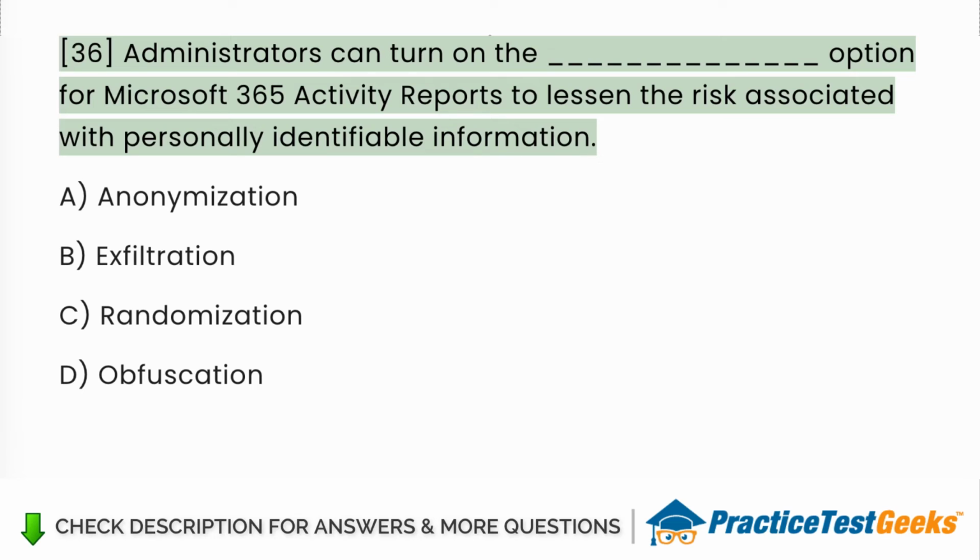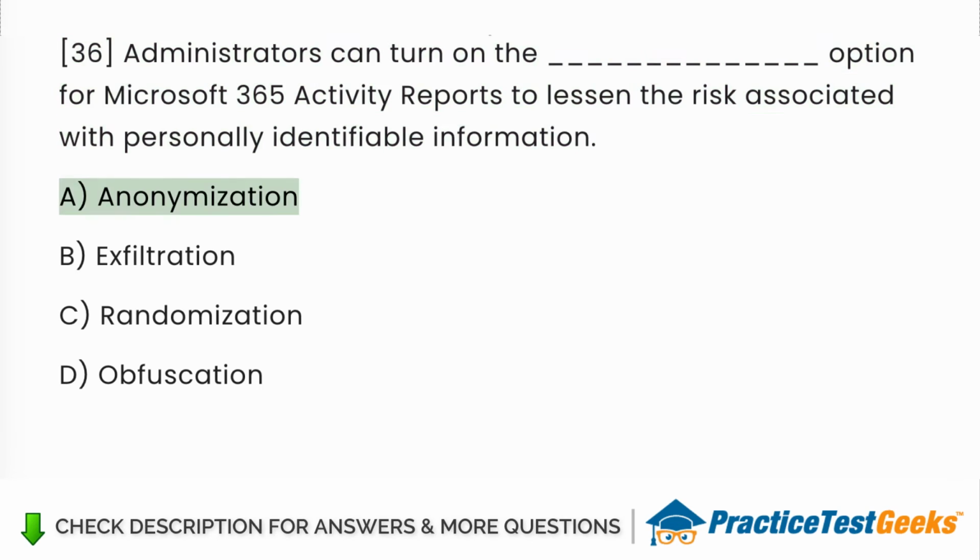Administrators can turn on the option for Microsoft 365 activity reports to lessen the risk associated with personally identifiable information. A. Anonymization. B. Exfiltration. C. Randomization. D. Obfuscation.